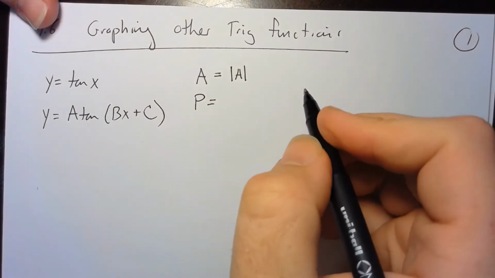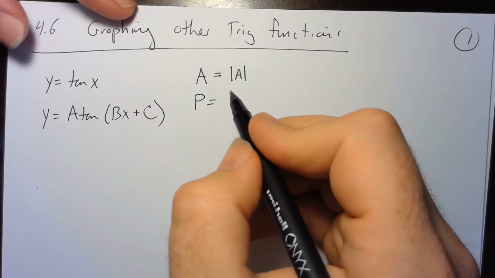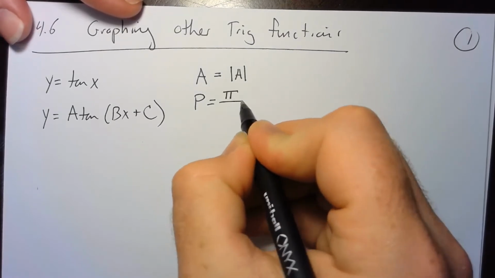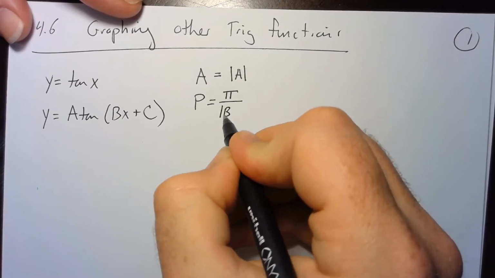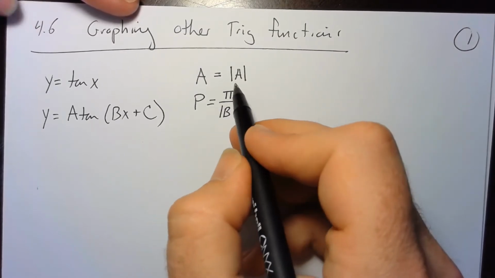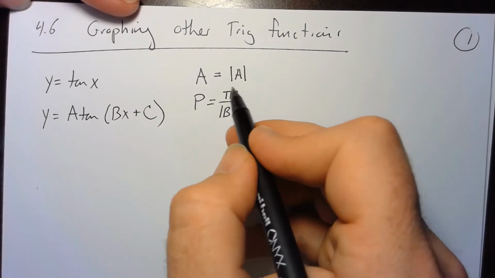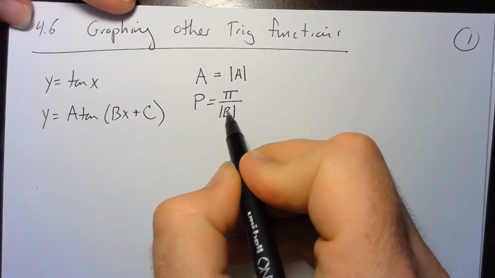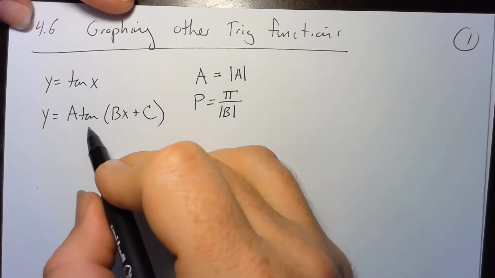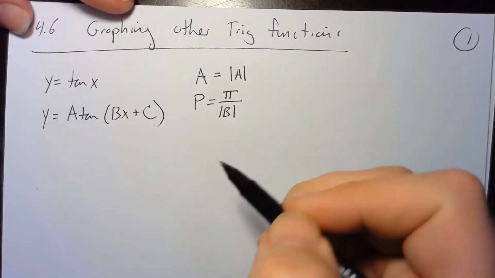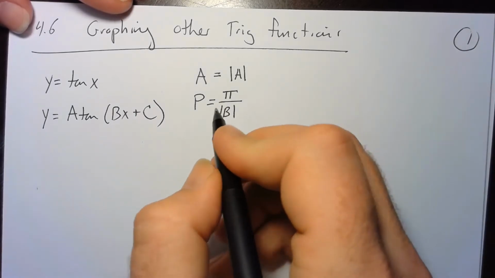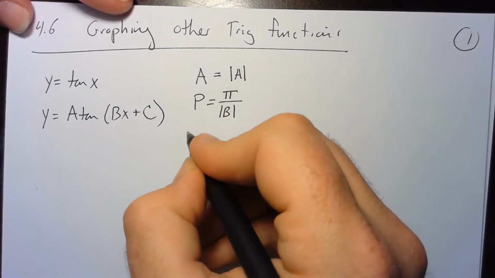The period is also different. The period for the sine and cosine function was 2 pi divided by b, but for the tangent function, it's pi divided by the absolute value of b. That's because the tangent function starts repeating itself after a shorter span of distance. So pi over b is a more appropriate period for the tangent function, such that the generic tangent function has period equals pi.